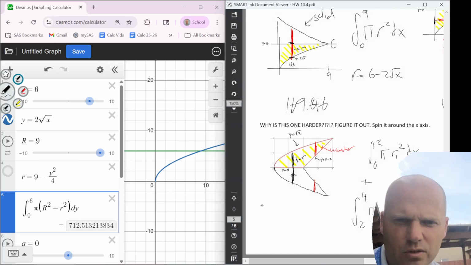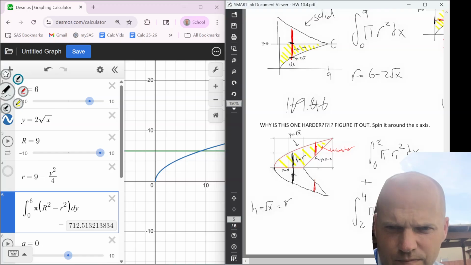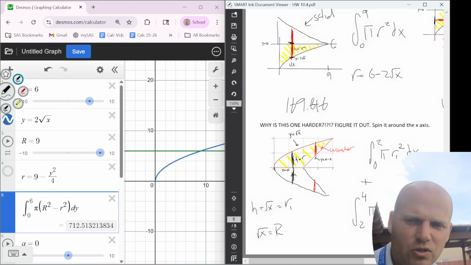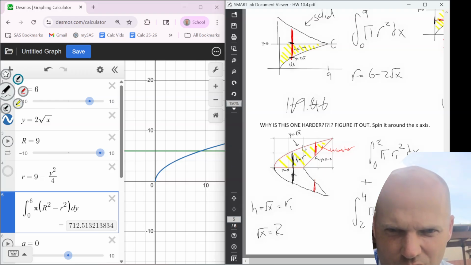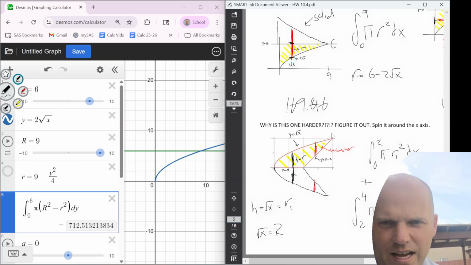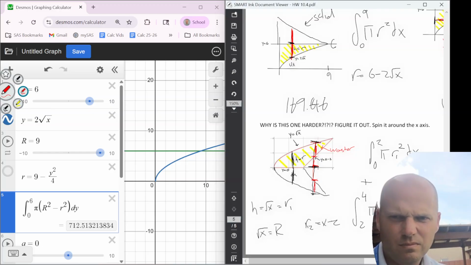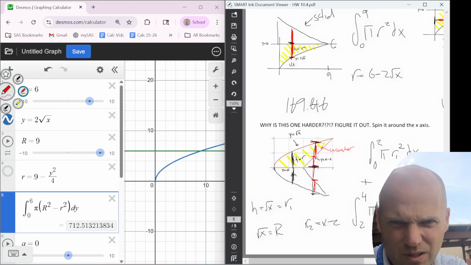So I'll call maybe this R1 and this R2. H is root x, which is R1, but root x is also R2. Root x is also the big R. Notice, it is always going to the outside. And then R2, the tiny r, is going to be the x minus 2. Very interesting. Think about this outer radius. The outer radius is the root x. The inner radius is the x minus 2. Cool. So I got 2 integrals.